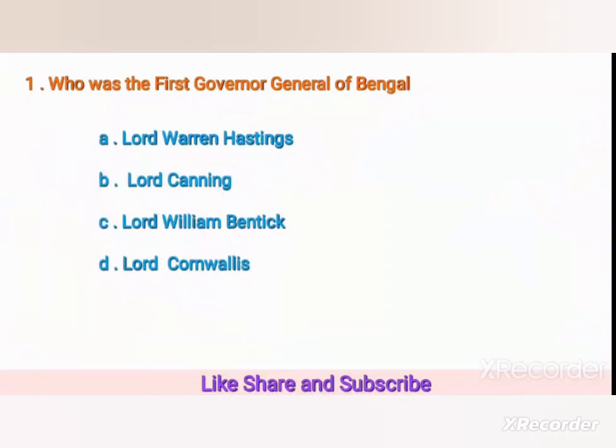First question, who was the first Governor General of Bengal? Option A, Lord Warren Hastings. Option B, Lord Canning. Option C, Lord William Bentinck. Option D, Lord Cornwallis. And the answer for this question is option A, Lord Warren Hastings. Next question.